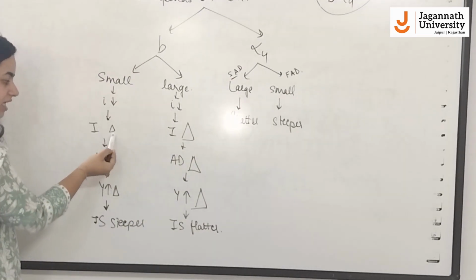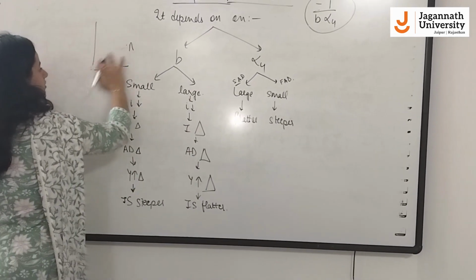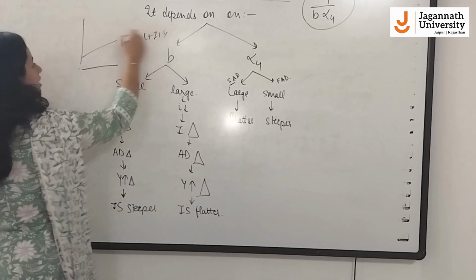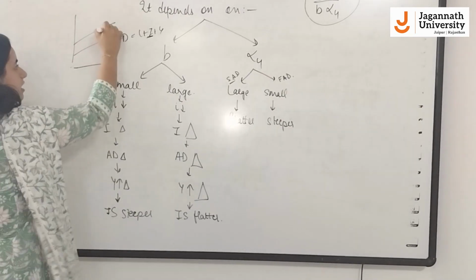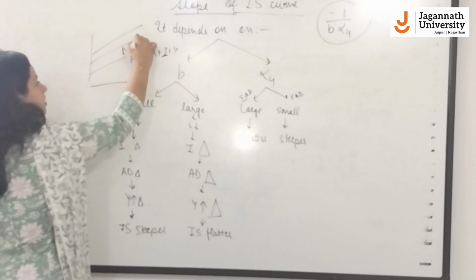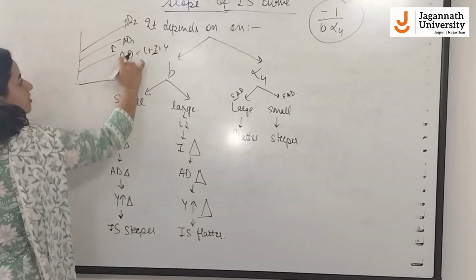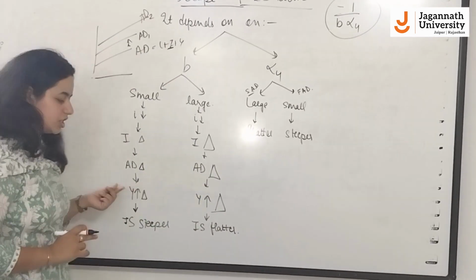Now, you remember AD is equal to C plus I plus G, and then it shifted upwards. So if the change in I is small, then there will be a small change. If it is large, then this will be the new AD, this will be AD1 in this case, and AD2 in this case. So the investment change will be large, which leads to a larger change in AD.